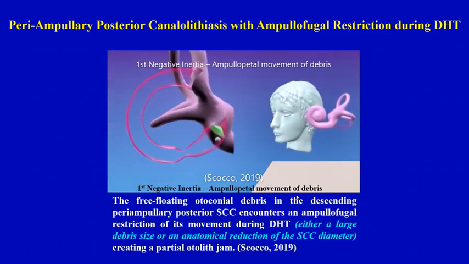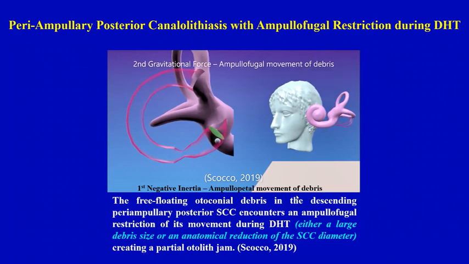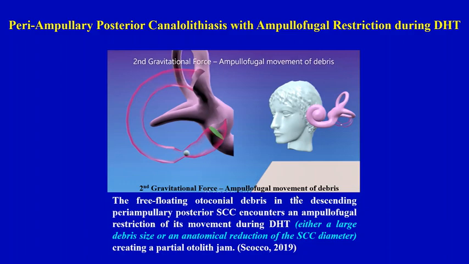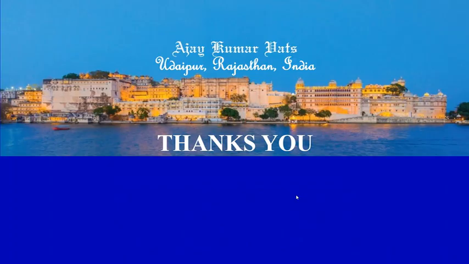The free-floating otoconal debris in the descending periampullary posterior semicircular canal encounters an ampullofugal restriction of its movement during the Dix-Hallpike test, either from a large debris size or an anatomical reduction in the diameter of the semicircular canal, creating a partial canalith jam. Thank you very much. I finished my talk here.